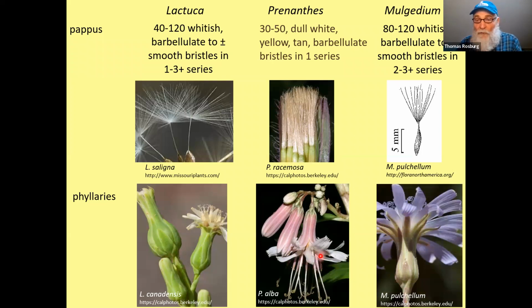Mogideum and Lactuca, again, are very similar. This one and this one are pretty much the same. Again, we have usually 2 to 3 series of bracts here. But again, there are caliculi here too. Tiny little bracts that are down here at the base. So again, to summarize this, there's not much difference between Mogideum and Lactuca throughout most of this, but Prenanthes is always somewhat different.